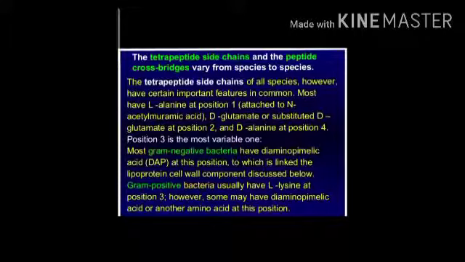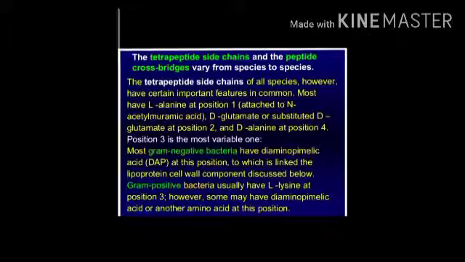The tetrapeptide side chain of all species has first L-alanine at position 1, which is attached to N-acetylmuramic acid. Second is D-glutamine or a substitute, at the second position, and fourth is D-alanine at position 4. The position 3 is the most variable one.